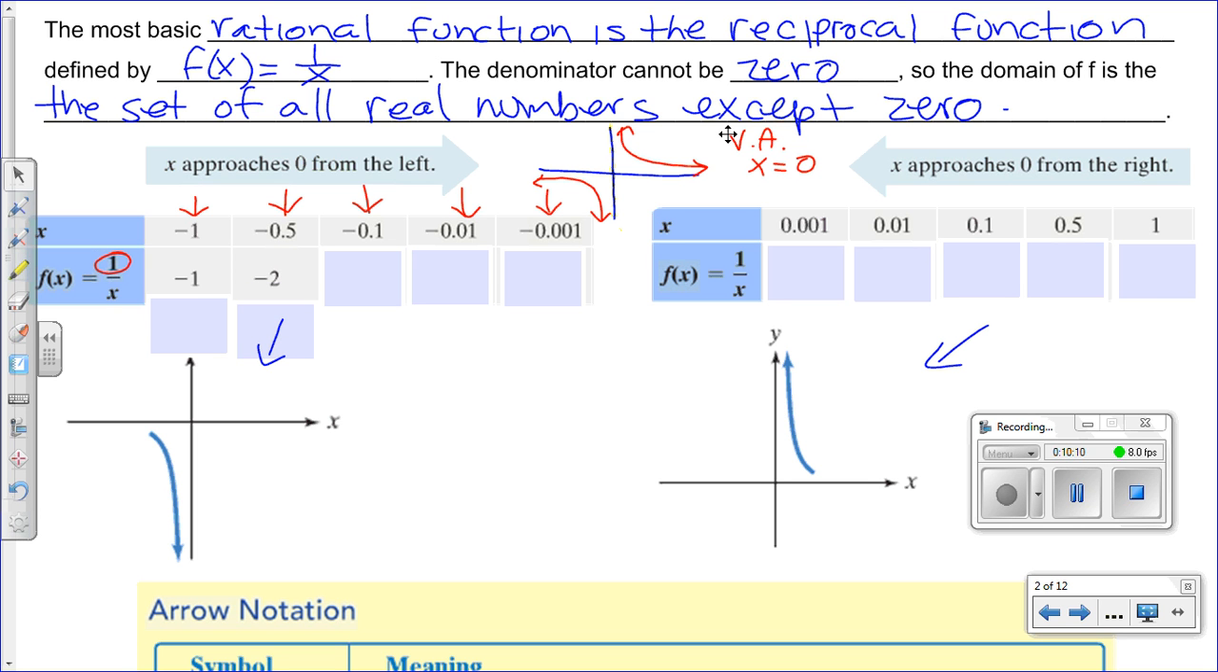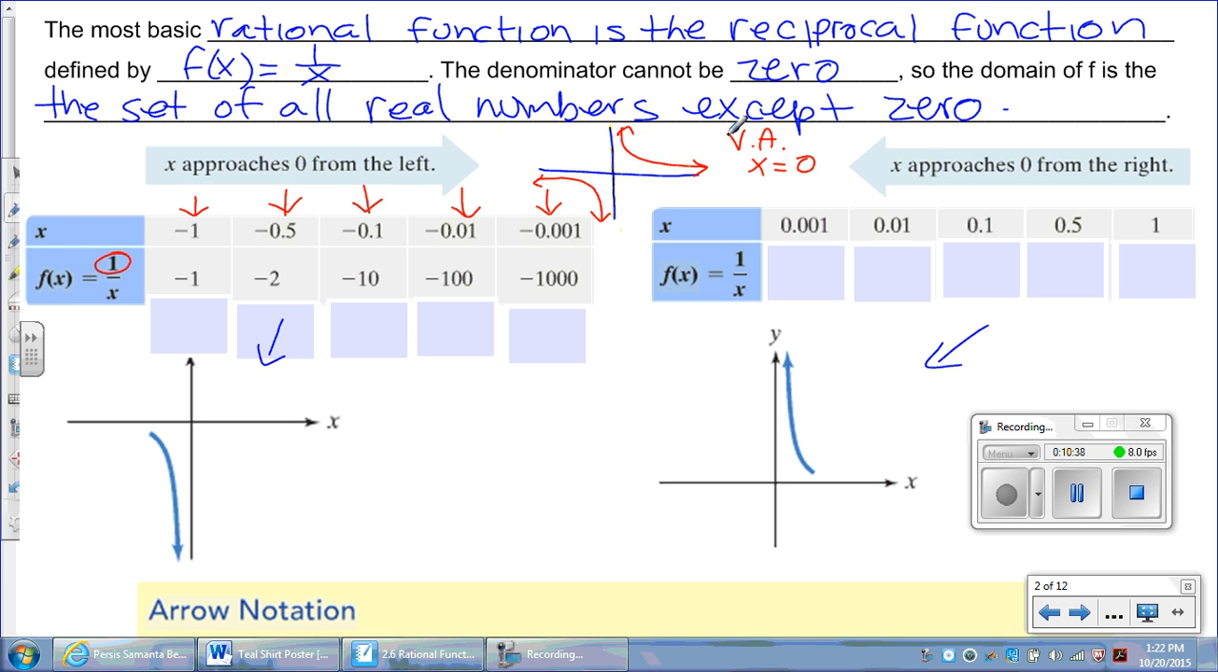Negative 2. Thank you. Okay, Emily, 1 divided by negative 0.1. Negative 10. Biryani, 1 divided by negative 0.01. Negative 100. Sean, 1 divided by negative 0.001. Negative 1,000. Okay. So what do you guys notice about the function values?